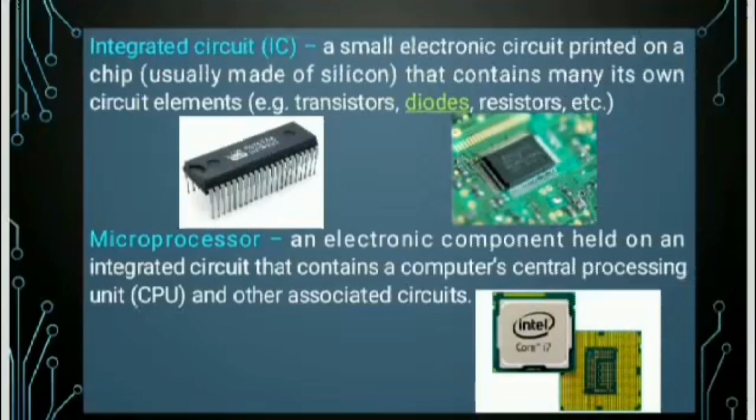Integrated circuit, or IC: a small electronic circuit printed on a chip, usually made of silicon, that contains many of its own circuit elements. Microprocessor: an electronic component held on an integrated circuit that contains a computer's central processing unit, or CPU, and other associated circuits.